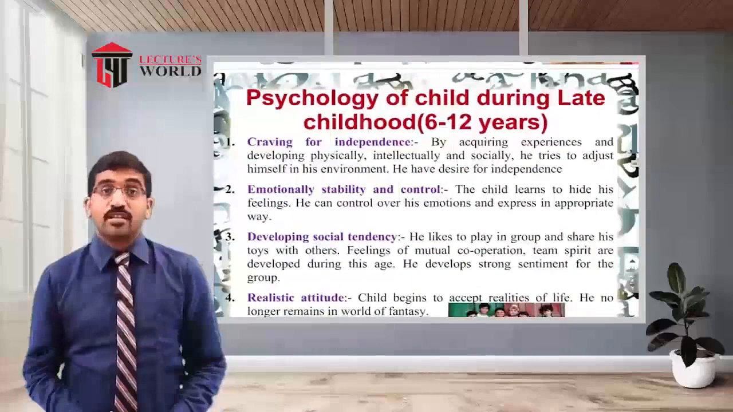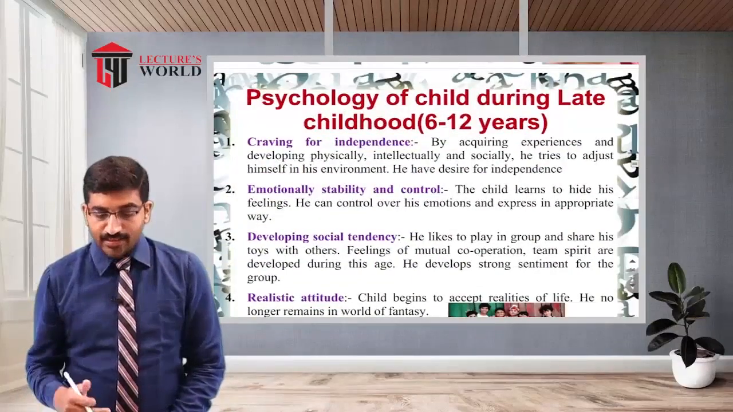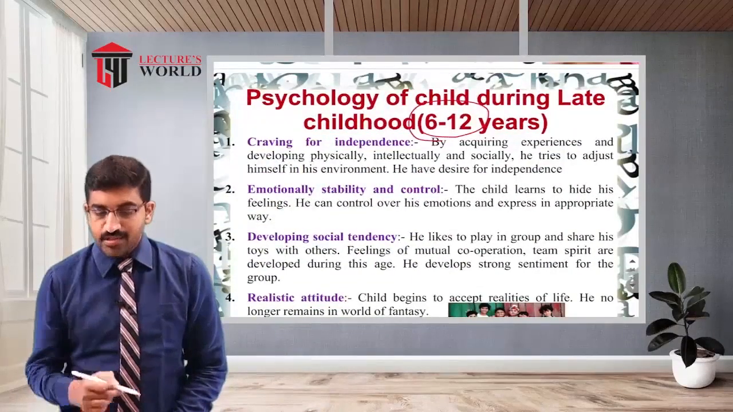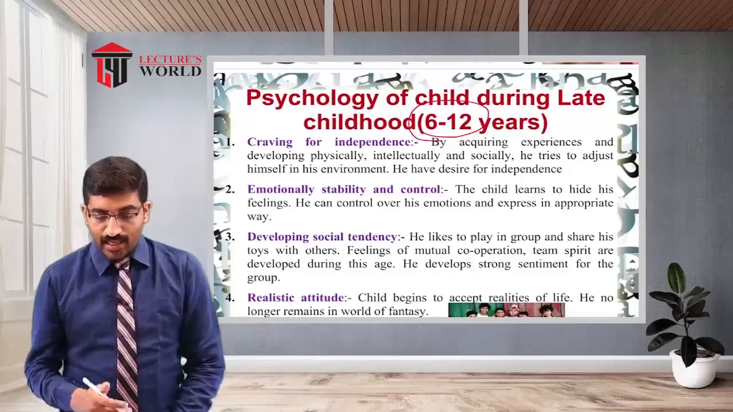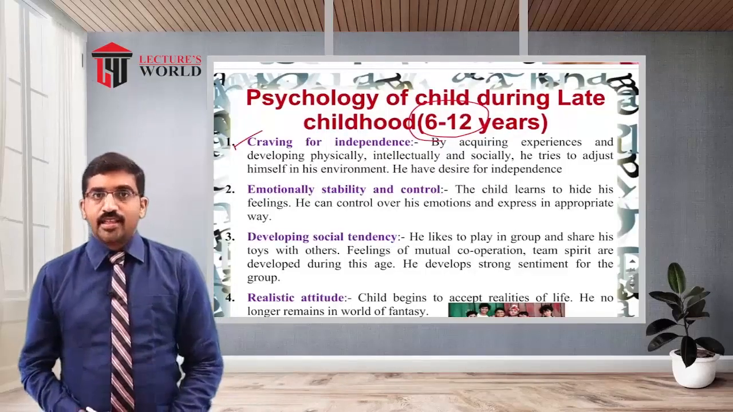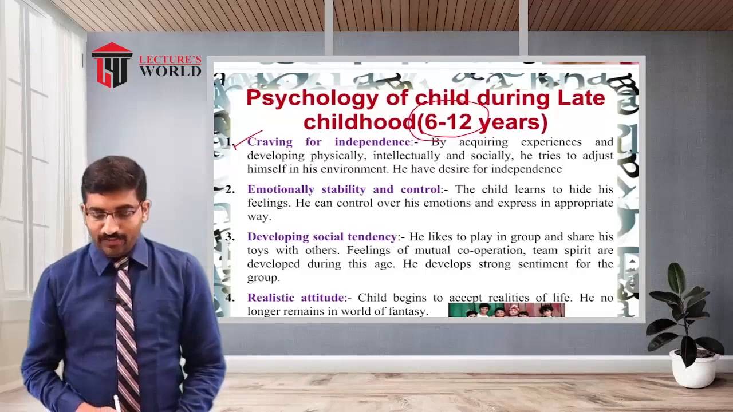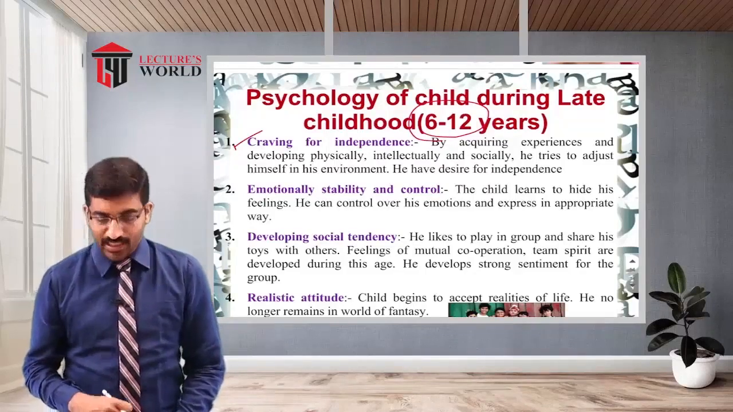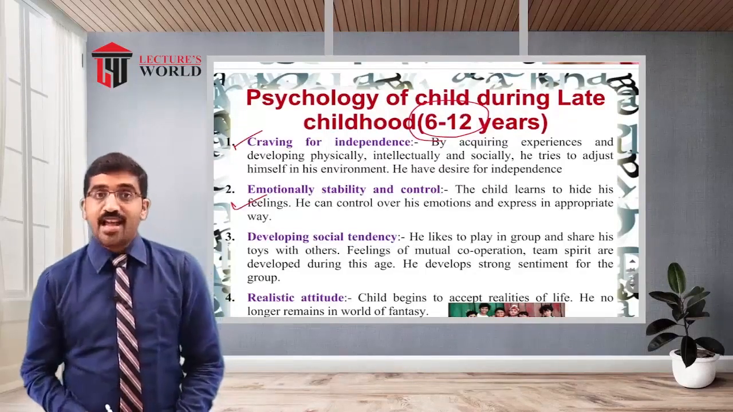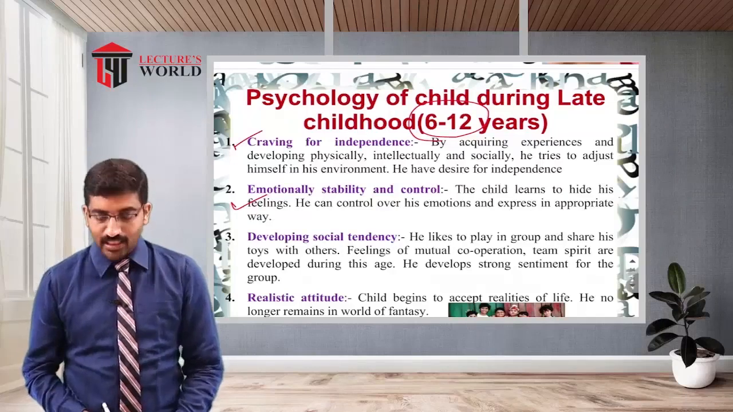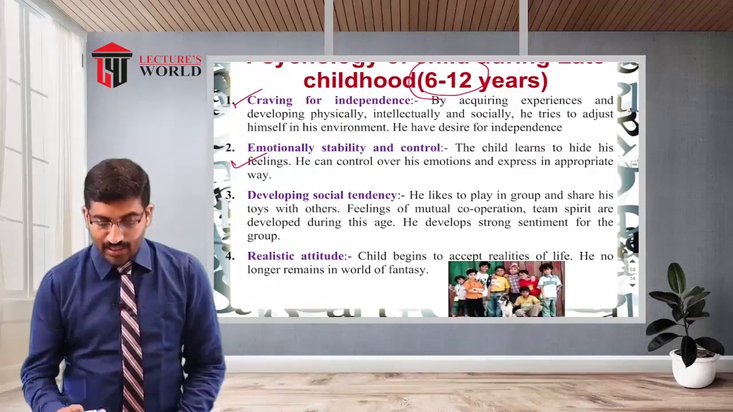So that was about 1 to 5 year psychology. Then psychology of a child belonging to 6 to 12 years. See how they are craving for independence. They always want to do everything independently, physically, socially, intellectually. Then they are emotionally stable. They feel that I am stable emotionally. They want to hide their feelings.